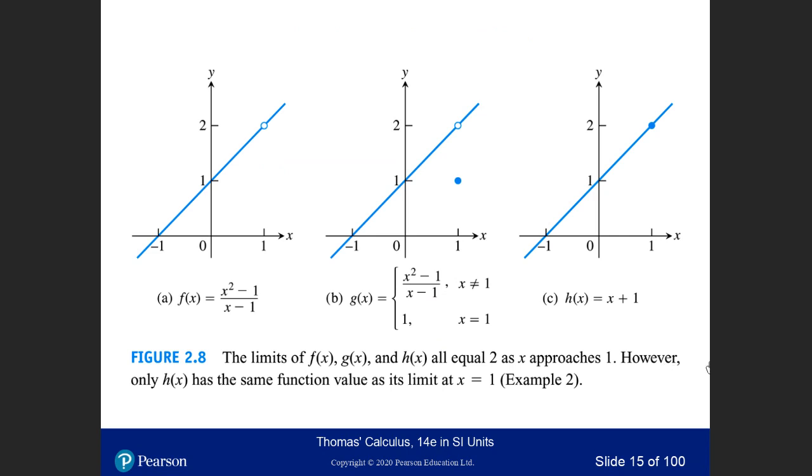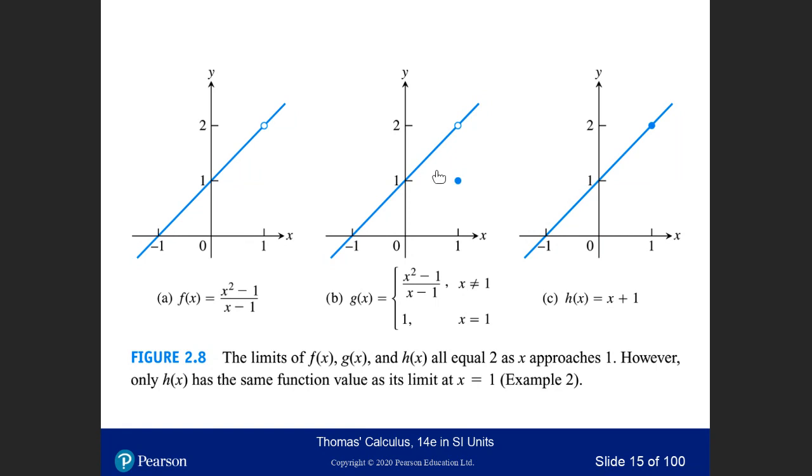Look at these three functions. The first function is x squared minus 1 divided by x minus 1. That's the one we have seen in the previous slide. Now, this function was not defined at x equal to 1. Now, I set g of x equal to x squared minus 1 over x minus 1 if x is not equal to 1. But at x equal to 1, I put a value here as 1. And as you can see, it's the blue dot here.